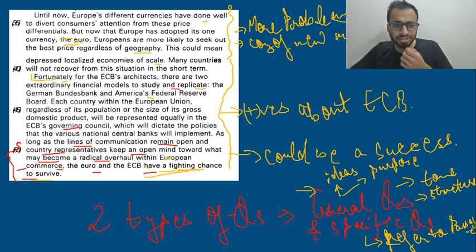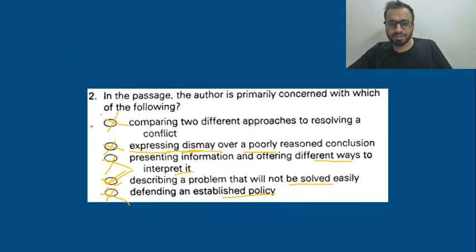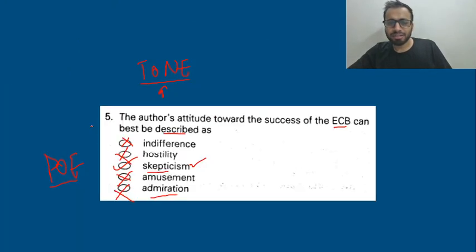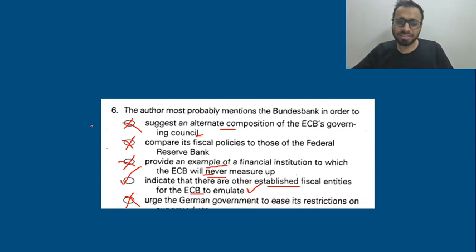See, governing council is mentioned, but just read the sentence. Each country within the European Union, regardless of its population or the size of its GDP, will be represented equally in ECB's governing council, which will dictate the policies that the various national central banks will implement. Anything about Germany doing something or requesting Germany for something? No. The purpose of mentioning governing council was different. Did they suggest alternate composition? They did not, right? So D looks to be the most viable and appropriate answer here.